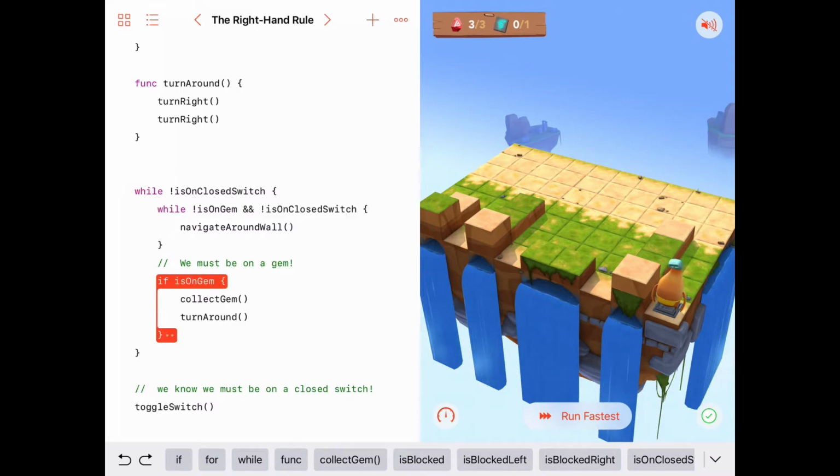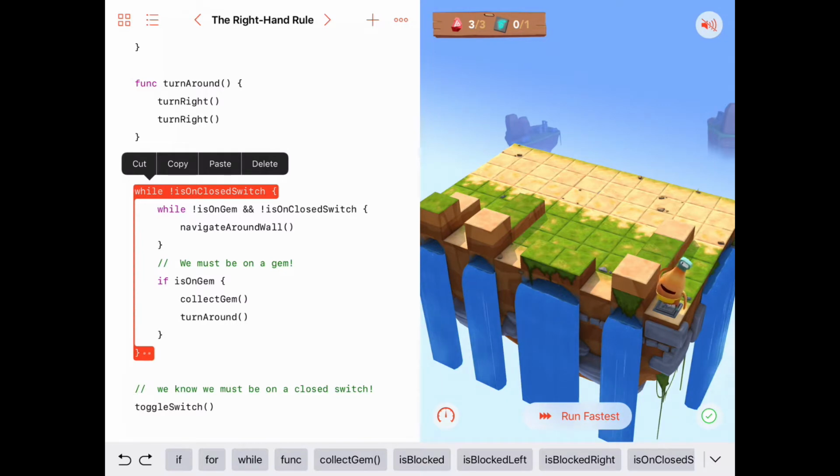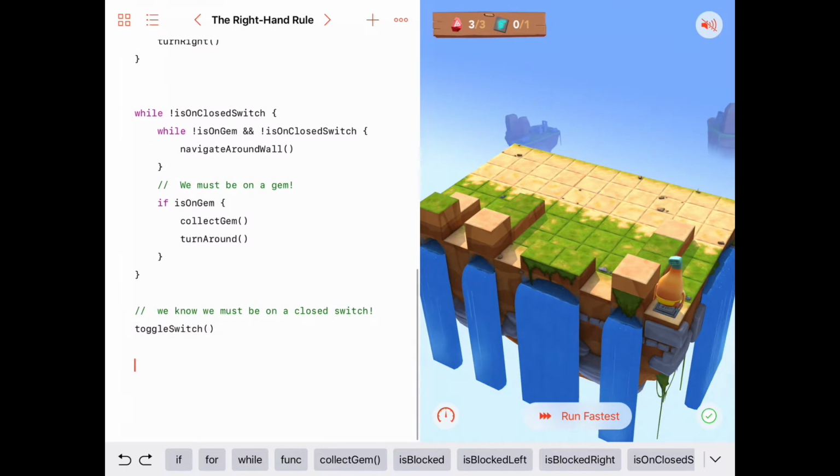He'll come down here and he'll ask, is he on a gem? No, he's not, because he's on this closed switch. So he'll not do anything in this if statement block. And he'll come down to the end where he'll come up to this while loop and he'll ask, well, you're not on a closed switch. Well, again, he is on a closed switch. So this will not happen again. And finally, he should come down here and toggle the switch. Let's give that a try.